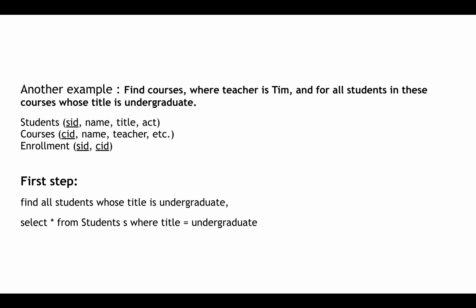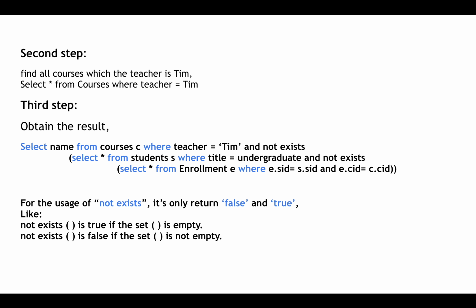For another example, find courses where the teacher is Tim and for all students in these courses whose title is undergraduate. So we get two tables and a relation: students, courses, and the relation is enrollment. We could also use this way to figure it out. First step, find all students whose title is undergraduate. We could use select from student where title equals undergraduate. And second, select from courses where teacher equals Tim.